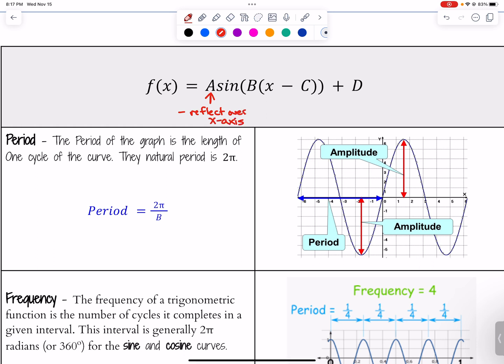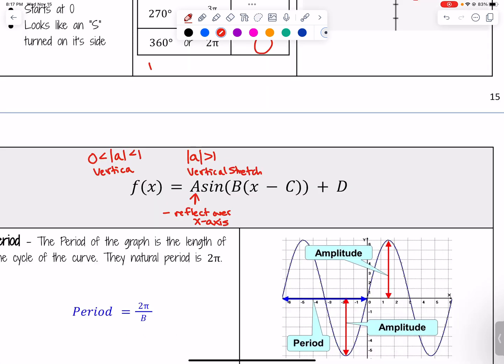If the absolute value of A is greater than 1, then we have a vertical stretch by a factor of that number. If the absolute value of A is between 0 and 1, then we have a vertical compression by a factor of that number. Remember, in our grouping symbol, that's where our graph shifts from left or right.